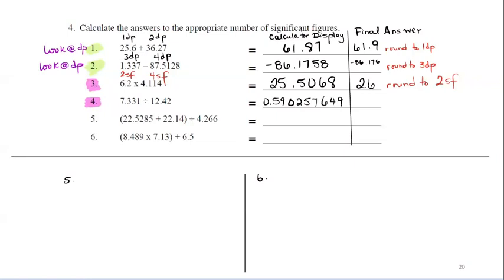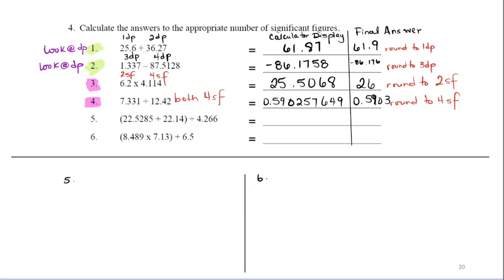0.59025764 9. When I look at the digits that I have, both have four sig figs. So that means that I'm going to round to four sig figs. And when I do that, what number do I get? Great job. 0.5903.